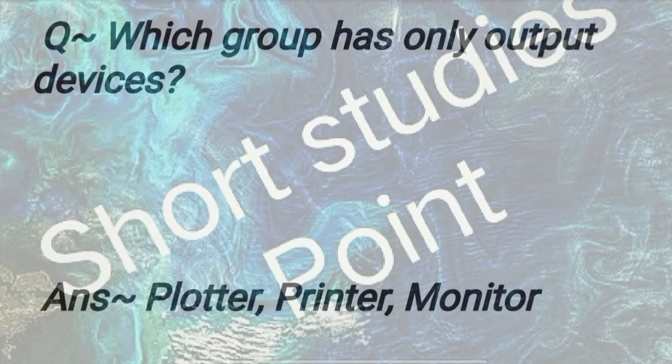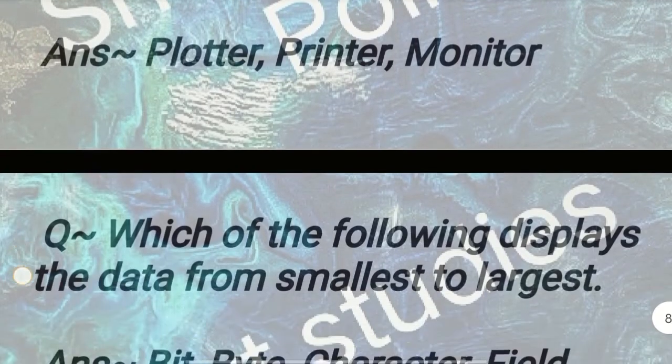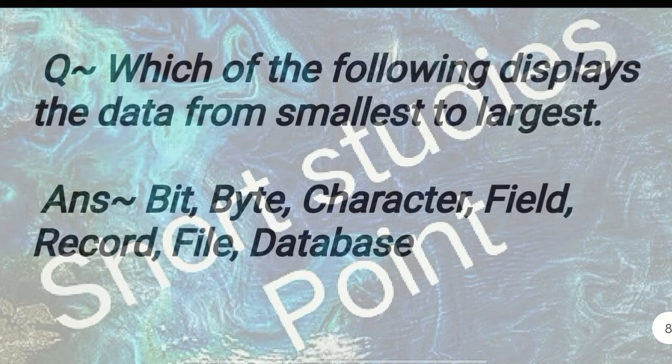Next question: which group has only output devices? Answer: plotter, printer, and monitor. Next question: which of the following displays the data from smallest to largest? Answer: bit, byte, character, field, record, file, database.